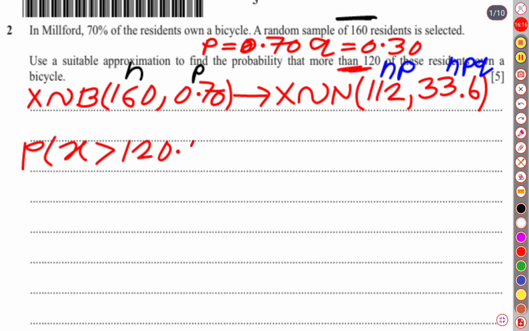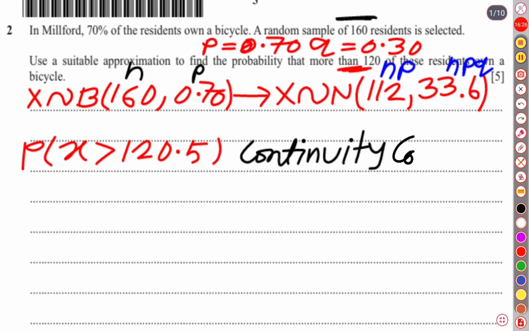You have not forgotten that we will have to do continuity correction because it is more than. Continuity correction is one of the major parts of such a solution. Remember, as it is more than 120, if we do continuity correction, we will add 0.5 because it is more than the quantity.